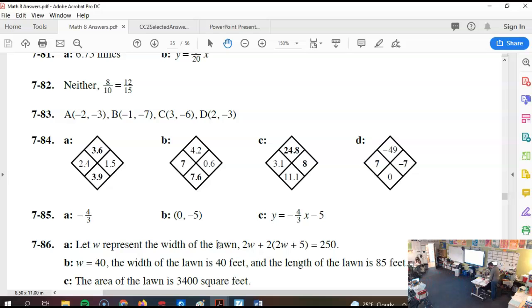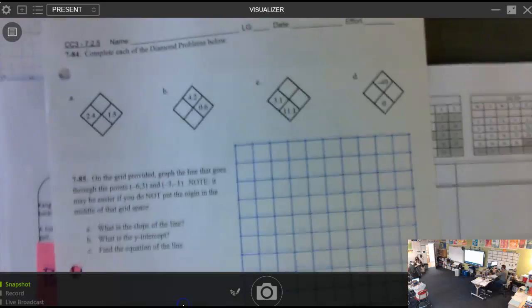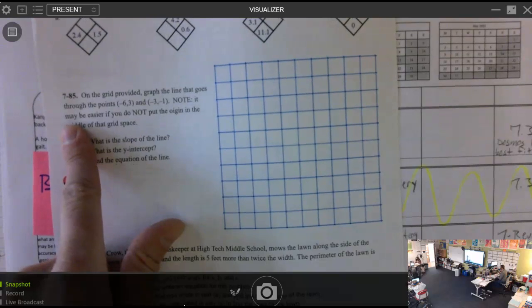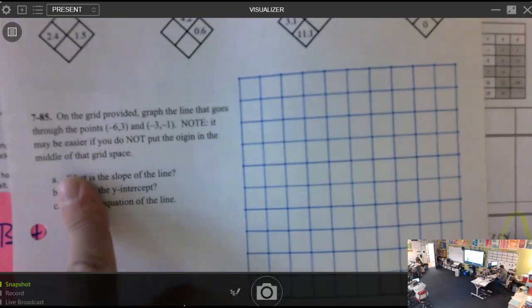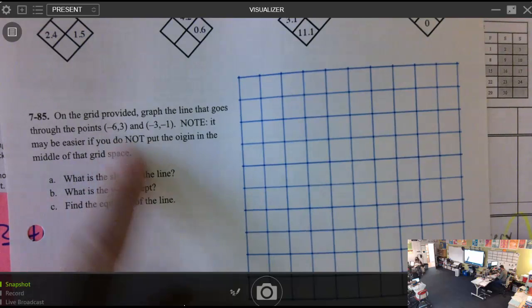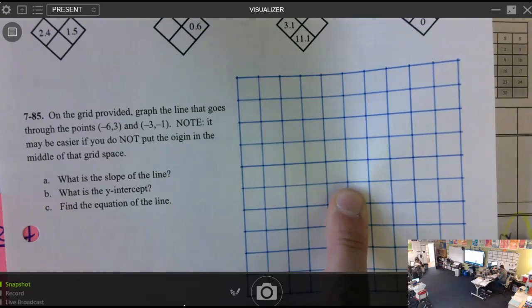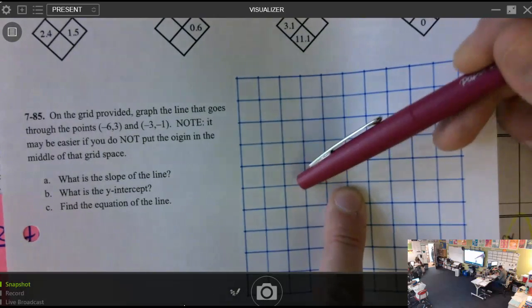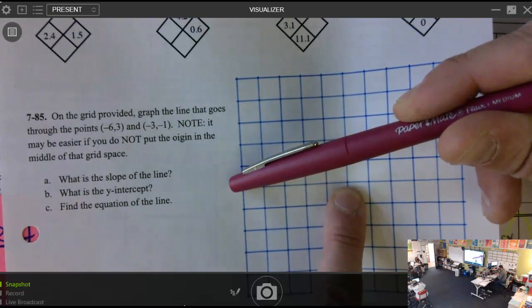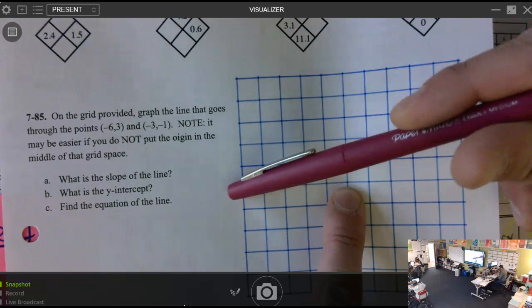So, when you go to graph something on a space, it is beneficial to count the space that we have before we start. Notice I'm not telling you what you have to do, but it may be easier if you do not put the origin in the middle of this graph, because we're trying to reach -6, 3. And if I put my origin right here, I would only be able to count out -1, 2, 3, 4, 5, and I wouldn't be able to reach -6. So when we think about graphing things, we want to make sure that we'll be able to reach what we want to reach.